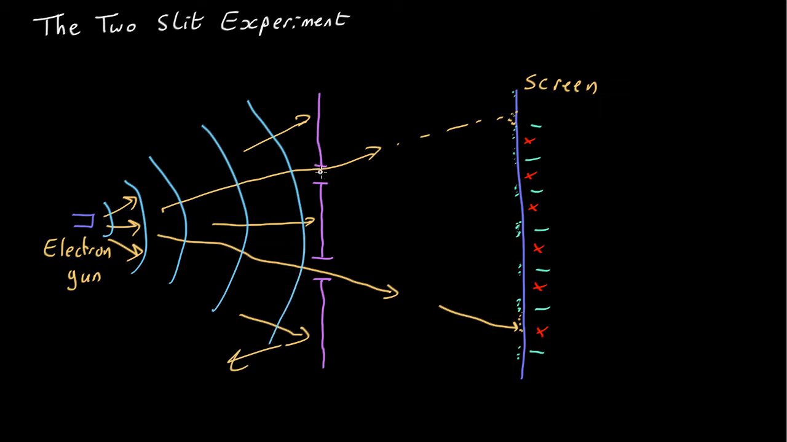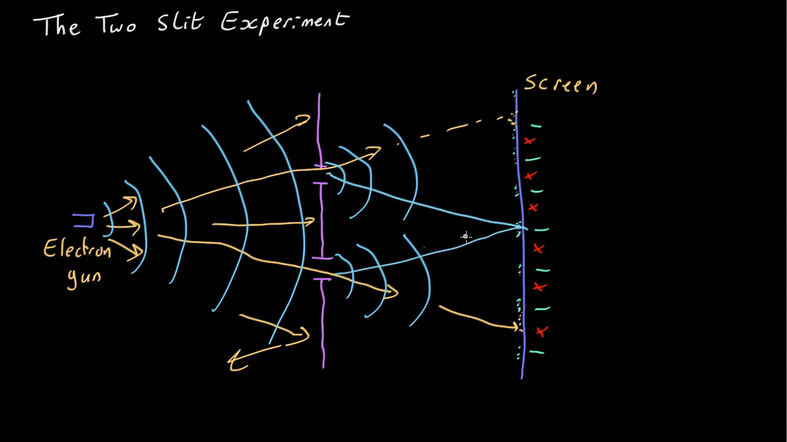And then as they go through this aperture, they start diffracting out, so you get waves coming out from that aperture and the same from here. Now if you are exactly halfway between, the waves have to travel the same distance here as there, which means all the peaks of the waves are going to line up, so you get strong constructive interference.